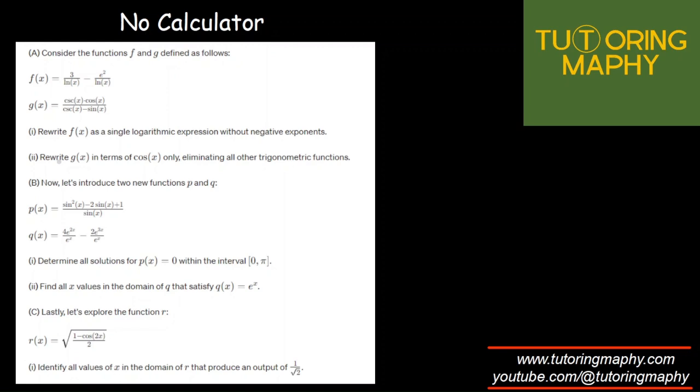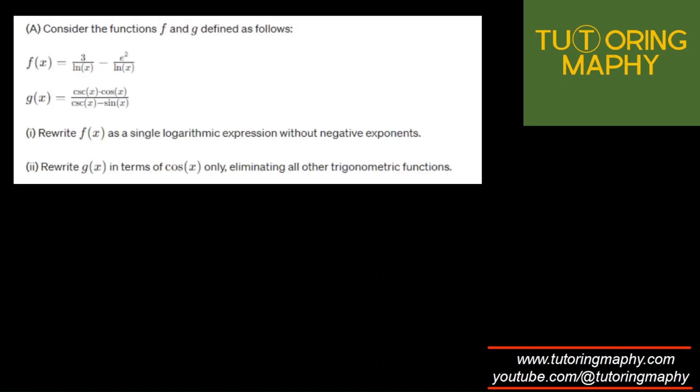So let's solve. This is the complete question. We're going to move part by part, so let's try the first one. Consider the functions f and g defined as follows. There's an f function, which is in terms of log, and a g function, which is in terms of cosec, sine and cos. Rewrite f as a single logarithmic function without negative powers.